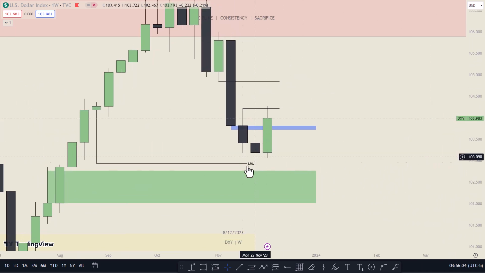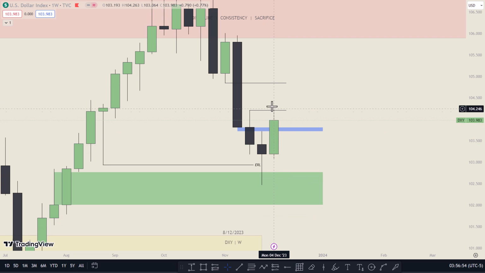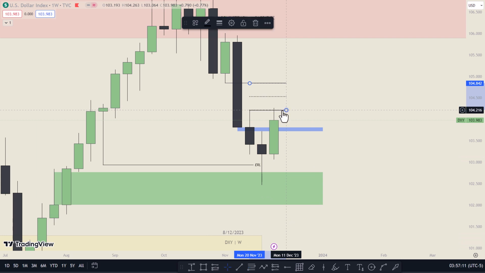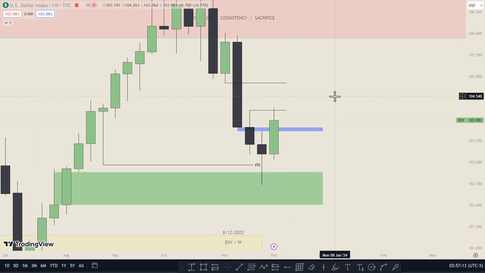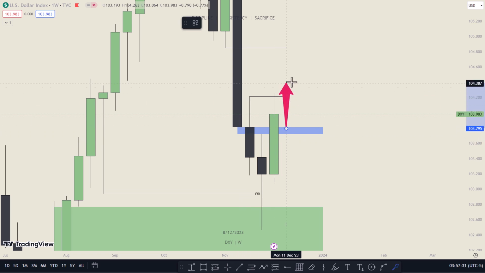After that, we have an expansion to the upside or a retracement to this fair value gap right here. So I'm expecting more bullishness to this fair value gap right here. So maybe the consequent encroachment of this gap right here, right? As you can see, we have also this fair value gap right here. So this CB, we closed above it, and price can find support from here, right?